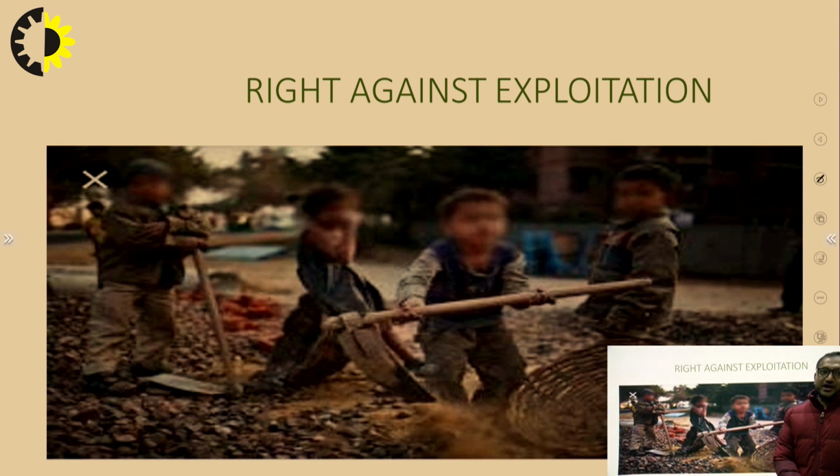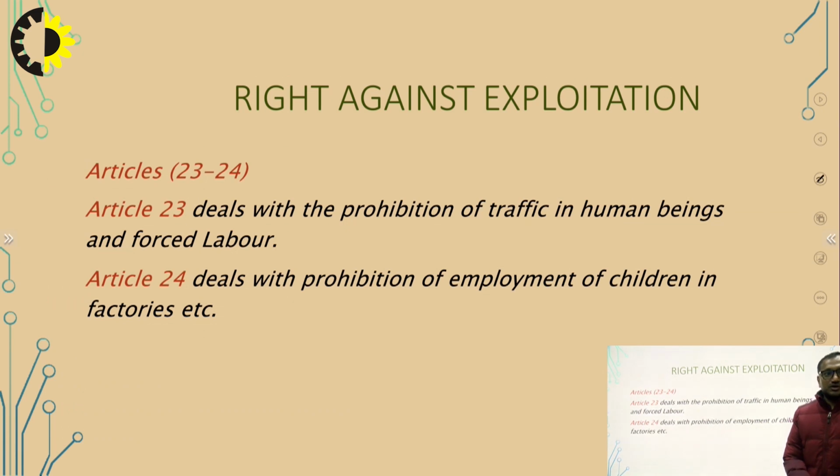Now, next right is the right against exploitation. Now, this is a very powerful photo in which we can see small kids are being forced to do work. So this is known as exploitation. So Constitution of India also protect against these kind of exploitation of young kids. So it is given in Article 23 to 24.